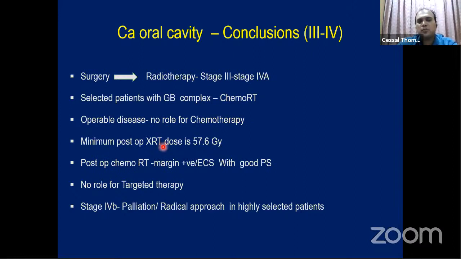In minimum, post-op dose should be 57.6 grade. Post-op chemoradiation should be restricted to patients with good performance status, patients who have extracapsular extension or margin positivity. No role for targeted therapy. In stage 4B, generally you consider palliation, but in selected group of patients, you consider radical approach.